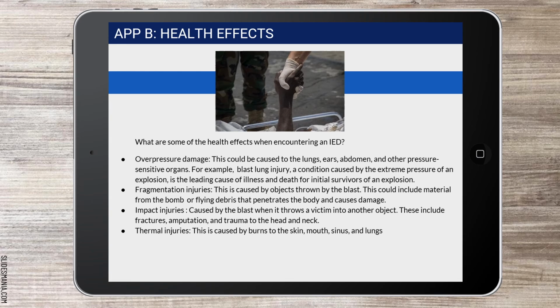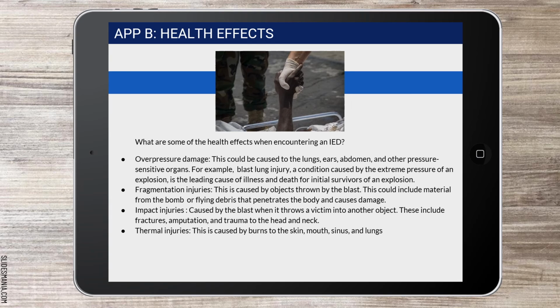Next, we have fragmentation injuries. This is caused by objects thrown by the blast. So some of these objects are like from the bomb or the flying debris. But regardless, that penetrates the body and can actually cause a lot of damage to it.